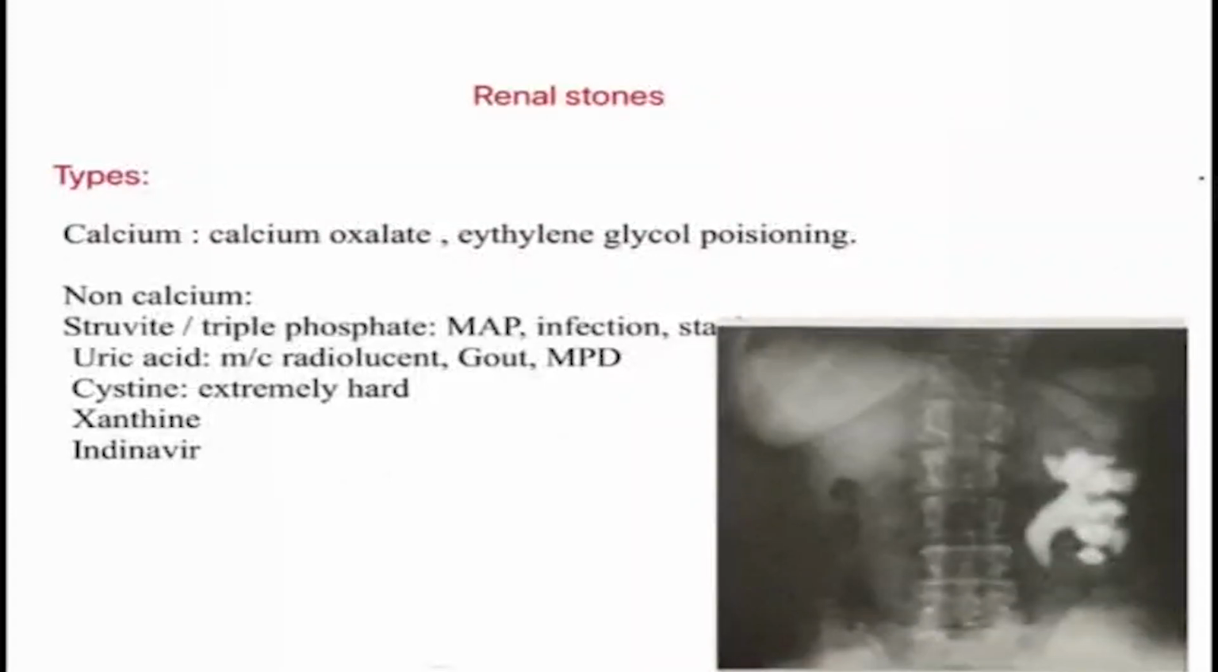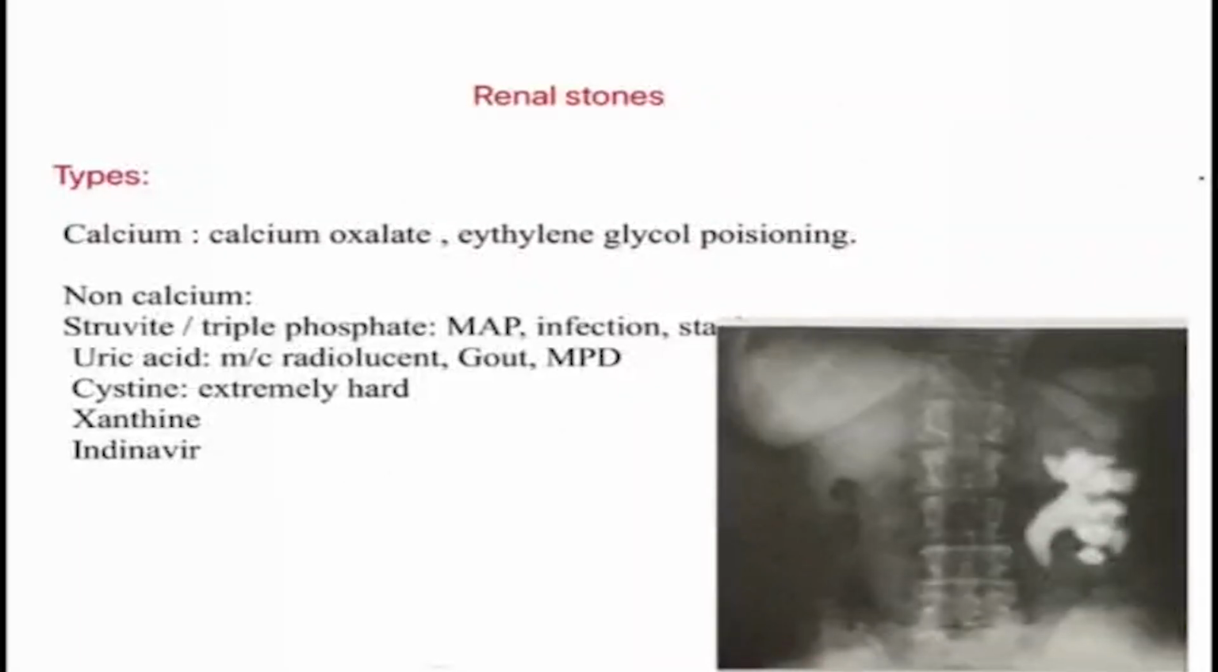Other non-calcium stones are cystine stone, xanthine stone, and indinavir stone. Cystine stones are due to inborn error of metabolism in which cystine metabolism is impaired. Indinavir is a protease inhibitor which is given in AIDS, HIV treatment.